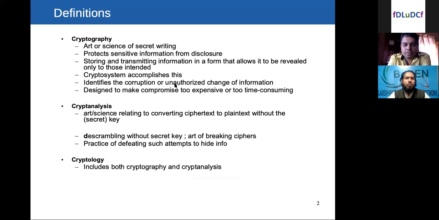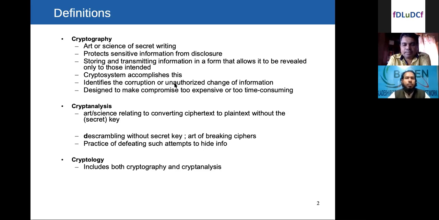People scramble or change their data from a meaningful format into a format where others may not be able to see or get that particular data. So when you do that, we need to be careful on various things. We will discuss that when you move on. Basically, with the crypto system, we try to achieve several security requirements, what we call as integrity, confidentiality, and so on. I'll discuss that when I move on.